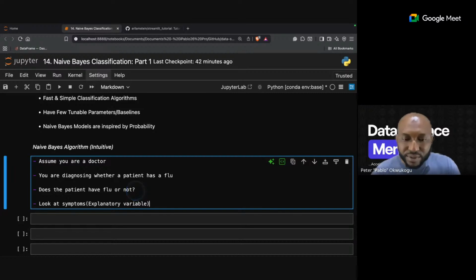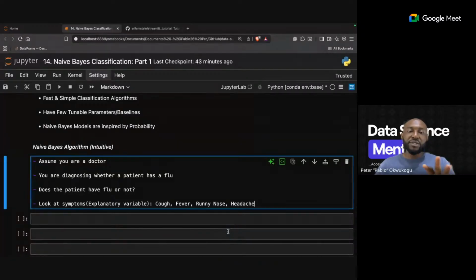So now, what are these symptoms? These symptoms could be cough, it could be fever, it could be runny nose. What are other symptoms of a flu? So let's look at cough, fever, runny nose, and all that. And let's say headache. Right. So these are the symptoms.